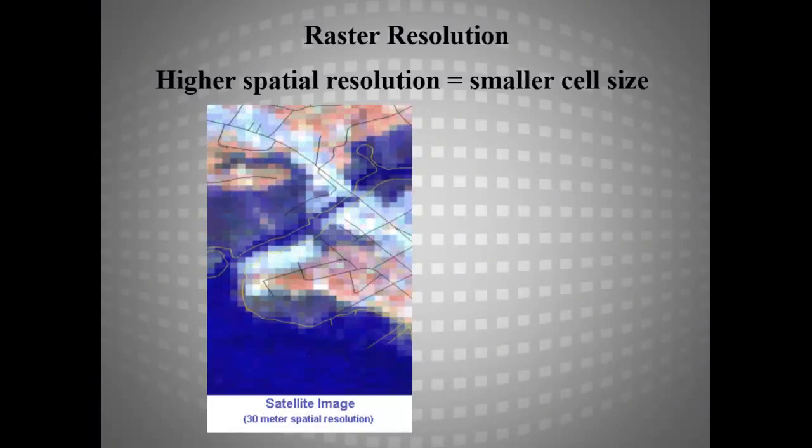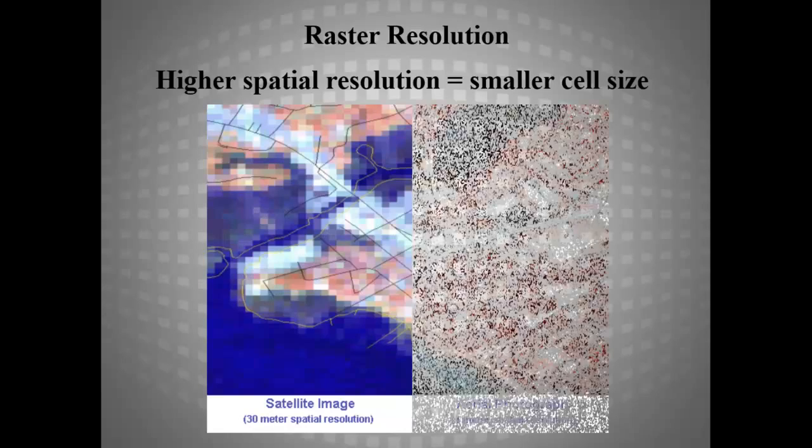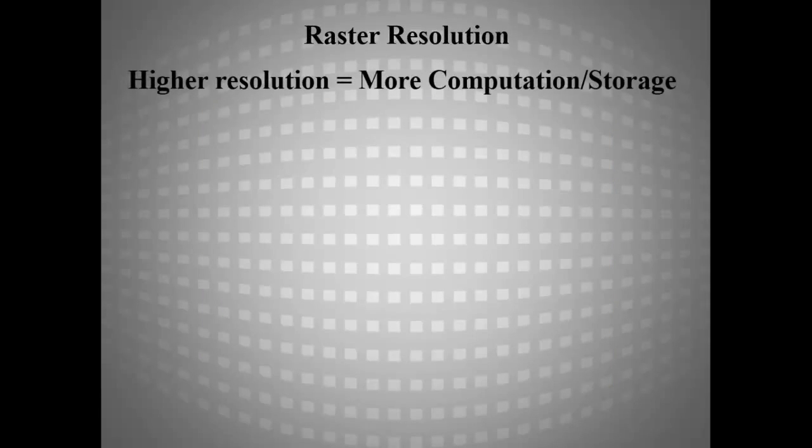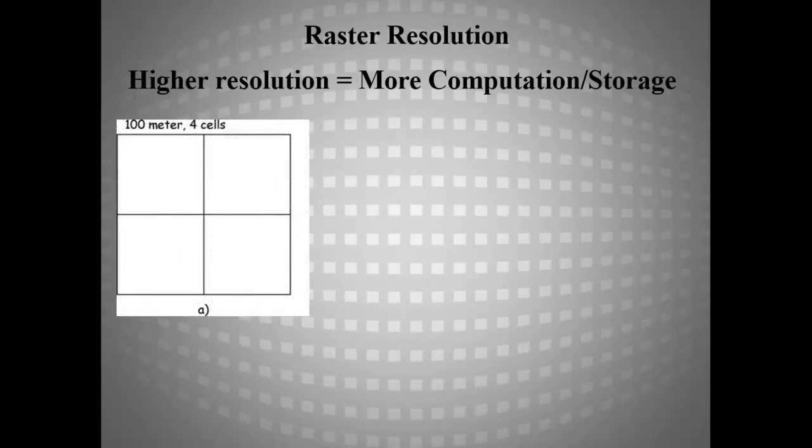Here we have a 30-meter satellite image. It's a raster. The value of the cell is a value that's assigned to the color that's displayed there. And you can see that it's pretty pixelated and not really very good resolution. If you want to get better resolution, you can use smaller cells. In this case, you go down to 1 meter and you can see you get better resolution. Higher resolution is going to require more computation and more storage space. Smaller cells, more numbers to store. It's going to take more to store it, and it's going to take more time to compute.